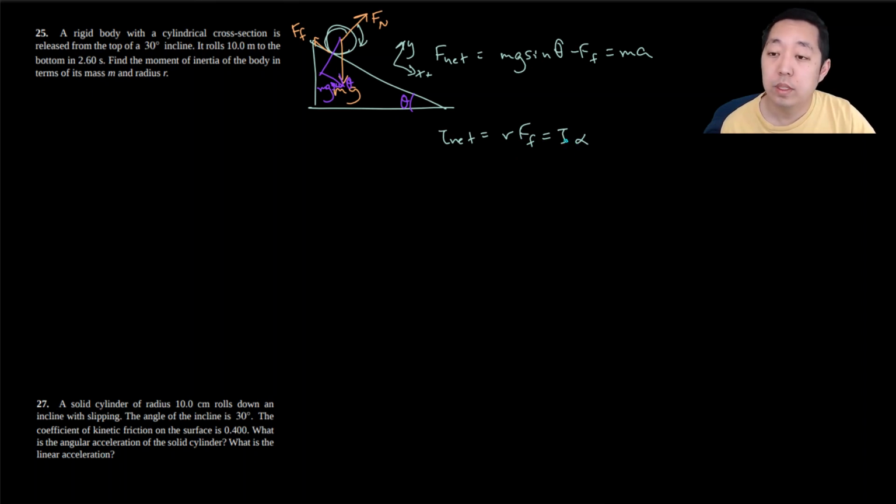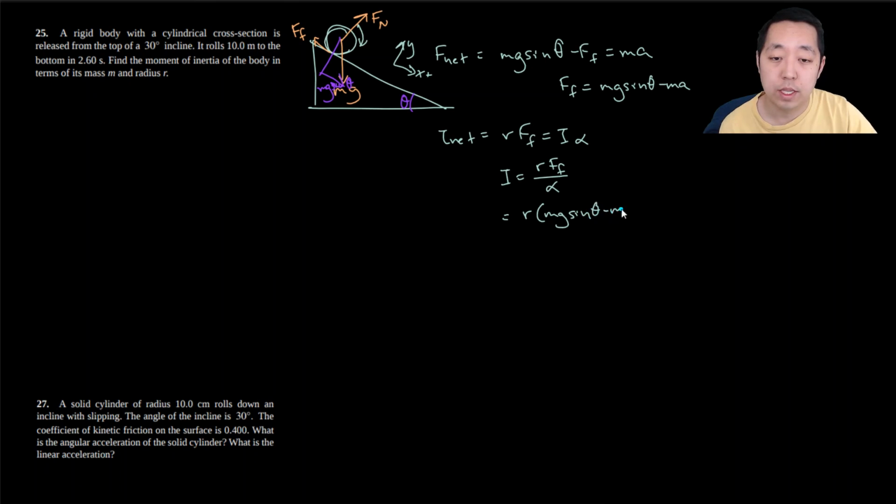And so my goal is to figure out what I is. So I, if I solve for this one, is equal to r force of friction over alpha, right? And then I can solve for force of friction here, which is equal to mg sine theta minus ma. And I can plug that into here, so I'm going to get r times mg sine theta minus ma over alpha. Now, what we need to figure out is what a and alpha are in this instance, right? Because I know the radius, or actually in terms of m and r, I need to know what a and alpha are in terms of this scenario.